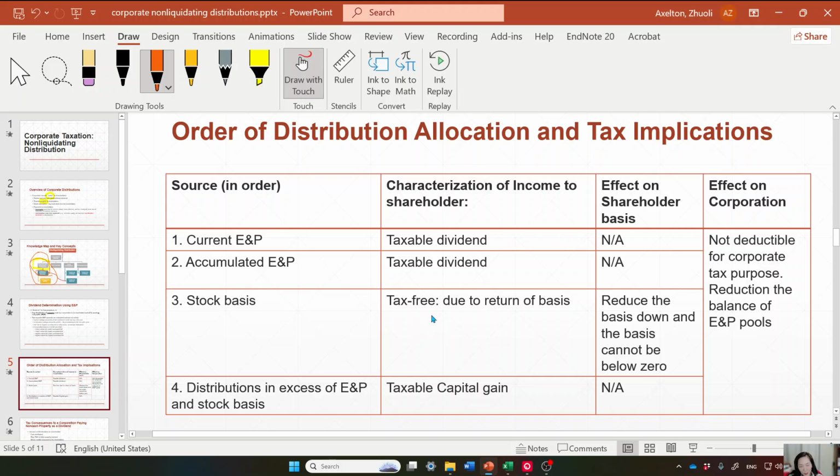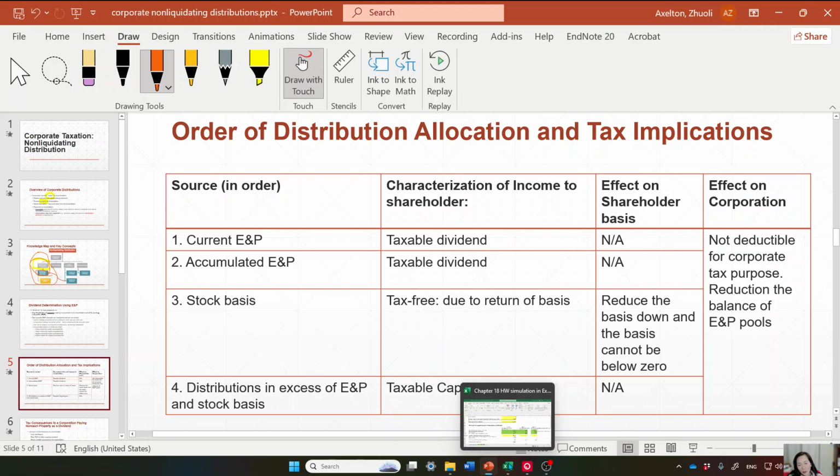and any distribution up to the amount of basis will be tax-free, because this portion represents the return of basis. Finally, any distribution exceeding the basis will be treated as a taxable capital gain. So this really is kind of a tiered approach. When you think about the distribution, you're comparing against each benchmark and figuring out the lesser of the distribution versus the benchmark, to determine whether it is a dividend, return of basis, or capital gain.